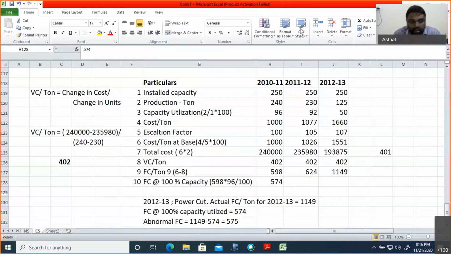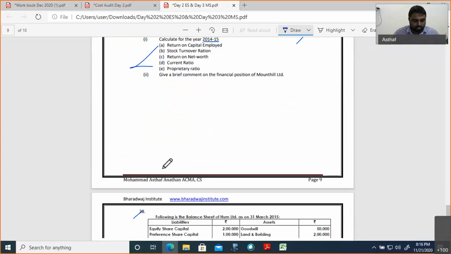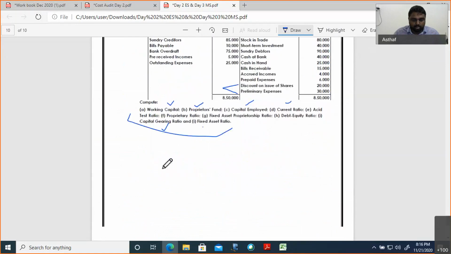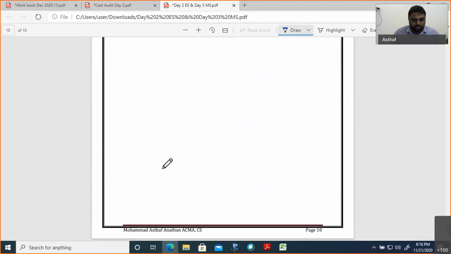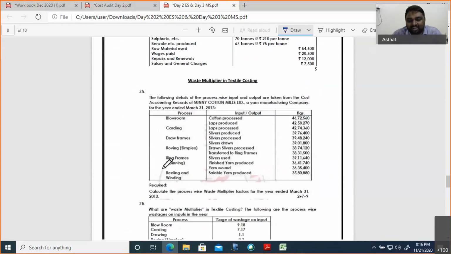Sir, it is in the last page. Yes, yes. So we have waste multiplier. It is this. So I know I have taken the topic. Very small point, we will start it. Very interestingly, one small point we will discuss. Okay, so question number 25.